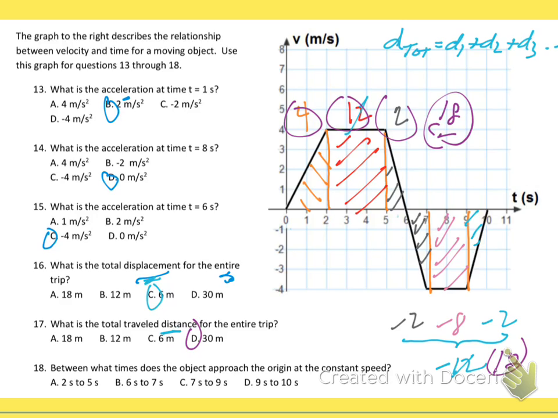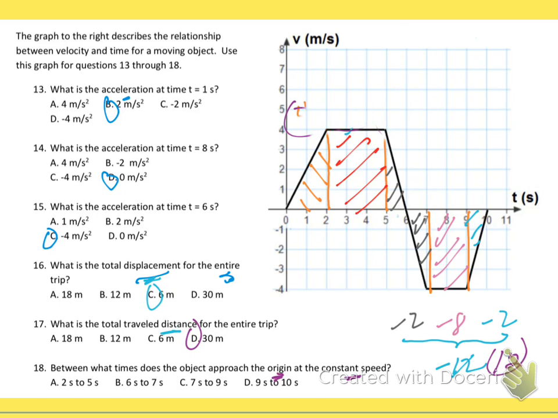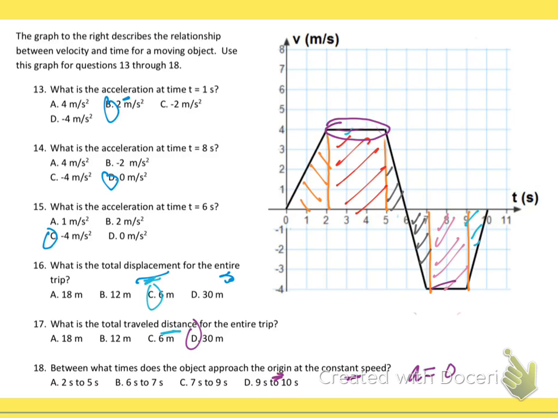Number 18, between what times does the object approach the origin at a constant speed? So we need to approach the origin at a constant speed. If we need a constant speed, we know off a velocity versus time graph, the slope is going to give us our acceleration, and with a constant speed, acceleration has to equal 0. So we would need a slope equal to 0, which would be this portion of the graph or this portion of the graph.